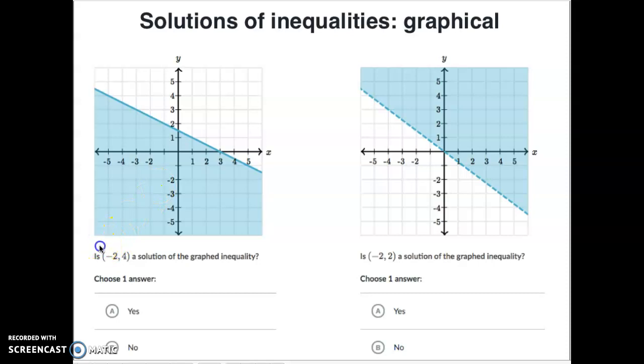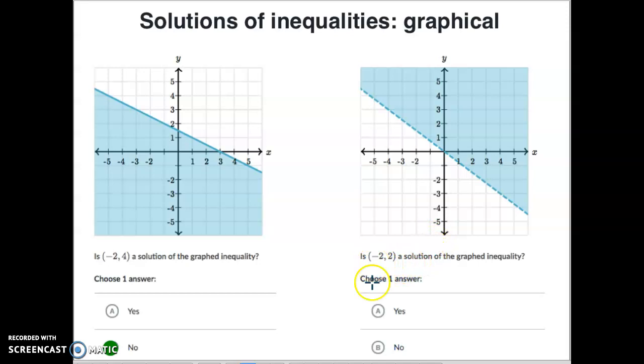So you have to take this coordinate point right here, and you have to see, is it within the shaded region or on the line if it's a solid line, not on the line if it's dashed. If you remember, points on a dashed line are not included, points on a solid line are included. So is -2, +4, so -2, 1, 2, and then +4, 1, 2, 3, 4, is that point in the shaded region? In this case, the answer is no. So I guess I haven't put that together. We need to fill in the no circle and put that there.